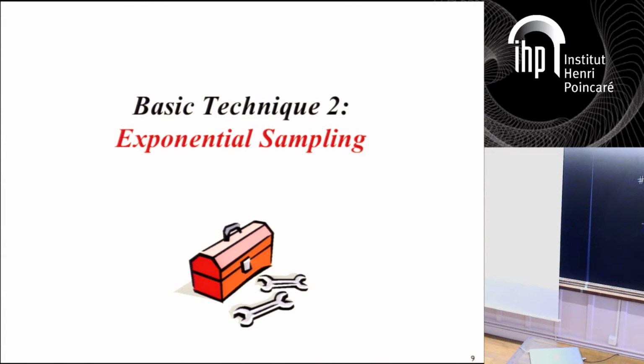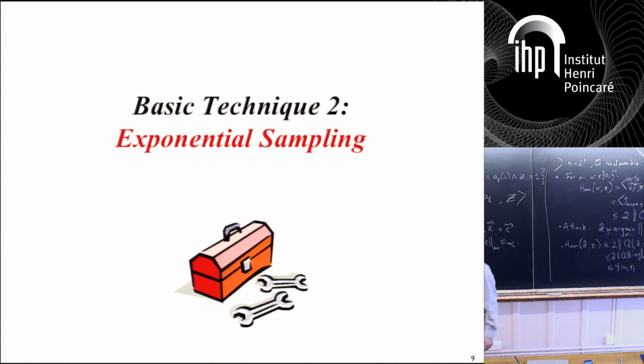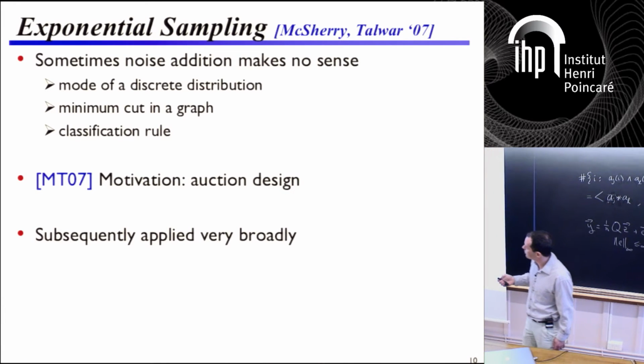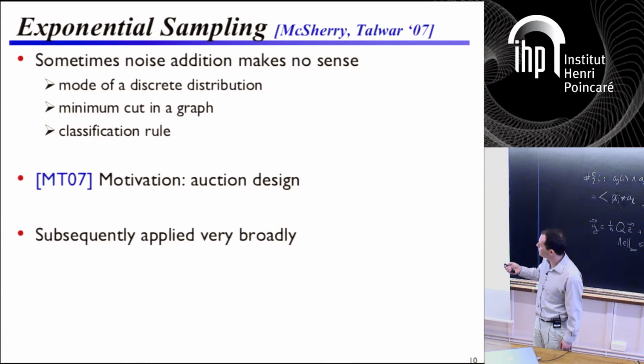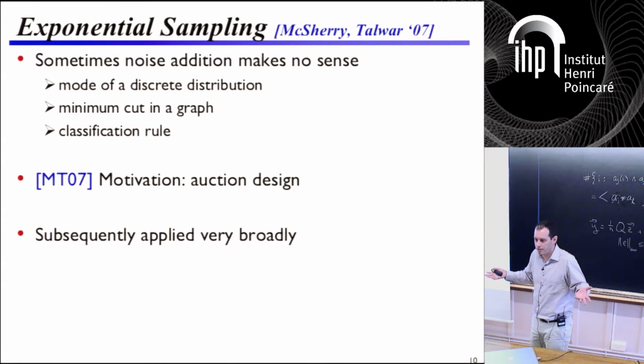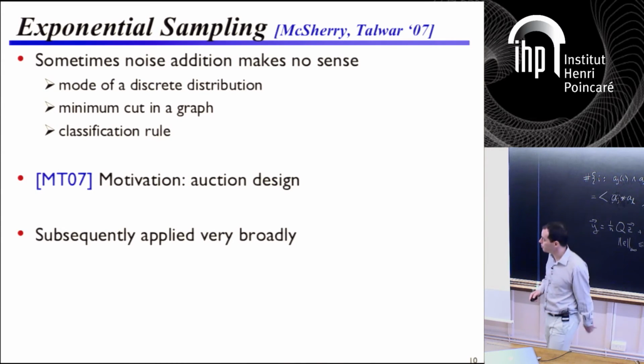All right, so I wanted to talk about another basic algorithmic technique that comes up a lot, which comes from exponential sampling. This idea was first suggested by McSherry and Talwar in a 2007 paper, and where they started is that sometimes noise addition simply doesn't make sense. Maybe I'm releasing the mode of a distribution. Then what's the thing I add noise to if it's a discrete distribution? Or maybe I'm releasing a cut in a graph or a classifier or a decision tree. So there's no inherent notion of noise. Their motivation was auction design, and I'll come back to that. But it's been applied very broadly, and it's interesting independently of the application they had in mind when they first came up with it.